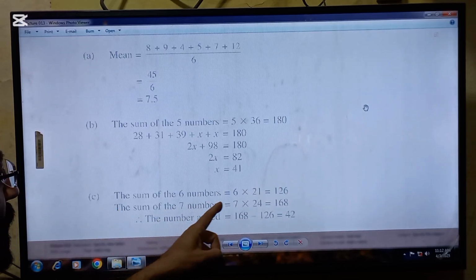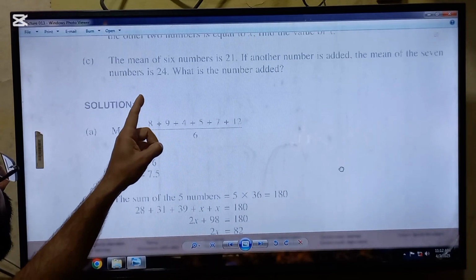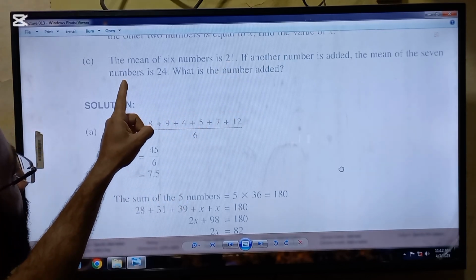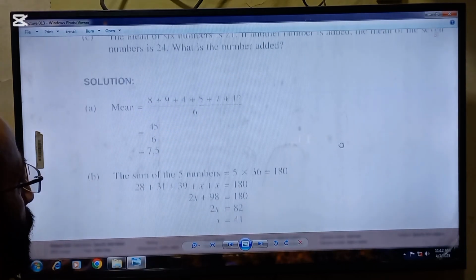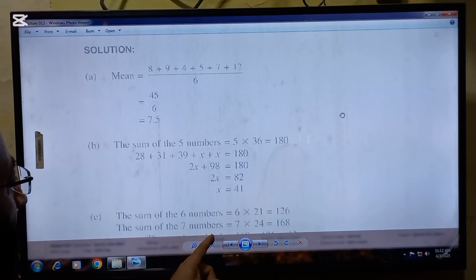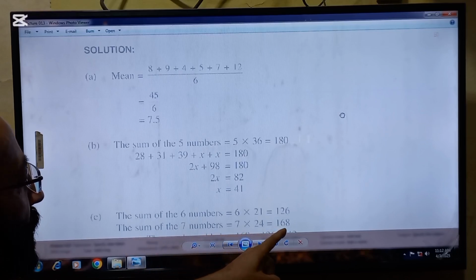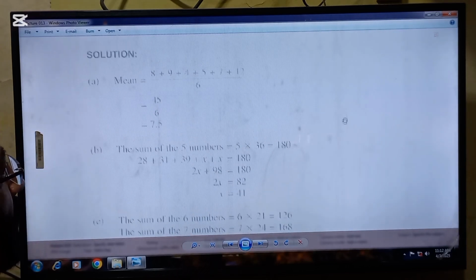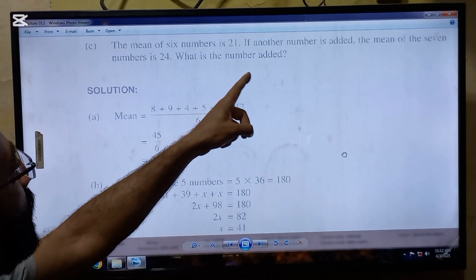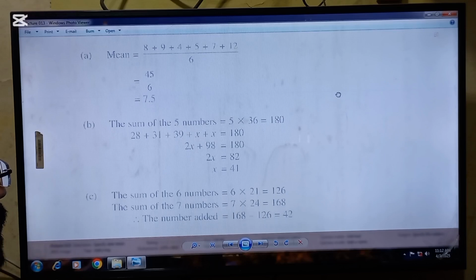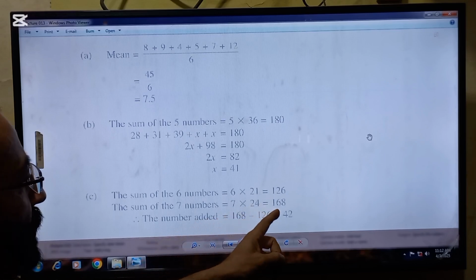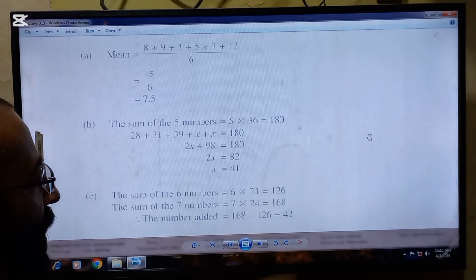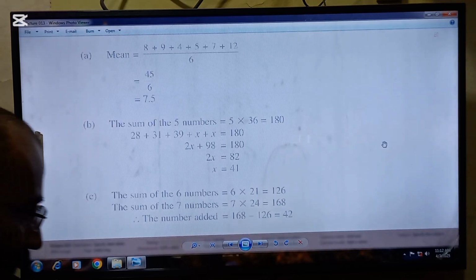The sum of these six numbers is 6 multiplied by 21, and the sum of 7 values can be obtained by 7 multiplied by 24. So look here, the sum of the 7 numbers is 7 multiplied by 24. This is the sum of the 7 values. This is the sum of the 6 values. And the requirement is, what is the number added? So the seventh number can be obtained by subtracting this number and this number. So 168 minus 126 will be equal to 42.